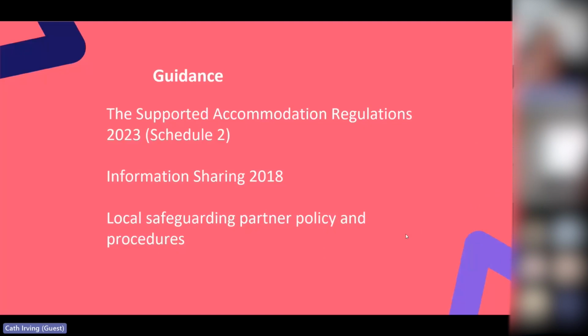So in terms of the guidance we have in place, obviously the supported accommodation regulations, and I mentioned the information sharing guidance, which I'm going to talk about a bit more in a bit, which is currently under consultation at the moment, and also understanding your local safeguarding partner policy and procedures as well. So all of you should get to know your local safeguarding partnership. There might be a few different ones if you've got settings in a number of different areas, but understanding the ones that your settings are within, understanding their local protocols, policies and procedures, particularly around things like information sharing, are really important for you to be aware of.